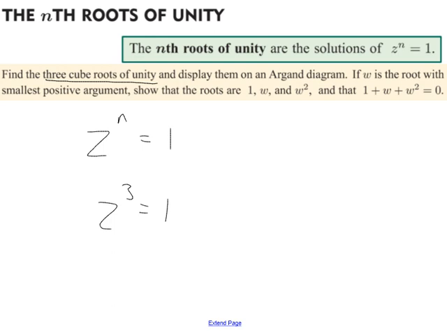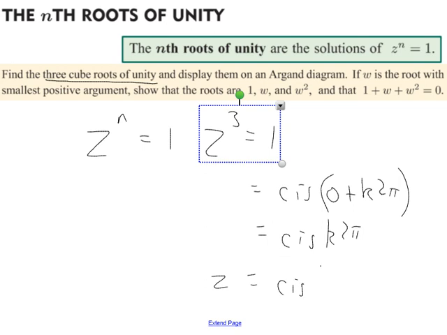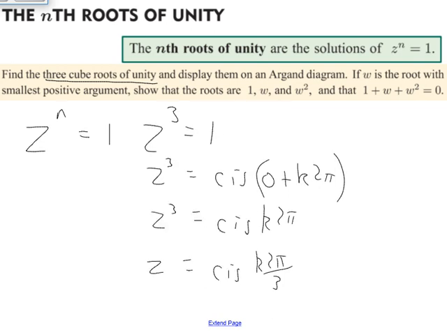In this case, we will do the same thing but see a pattern. So we could change the 1 into the cis of 0 plus k2 pi, which then just becomes the cis of k2 pi. Then if we move the power of 3 across the other side, we end up with a cis of k2 pi on 3. So now if we let k equals 0, 1 and 2, we can get our first three solutions.